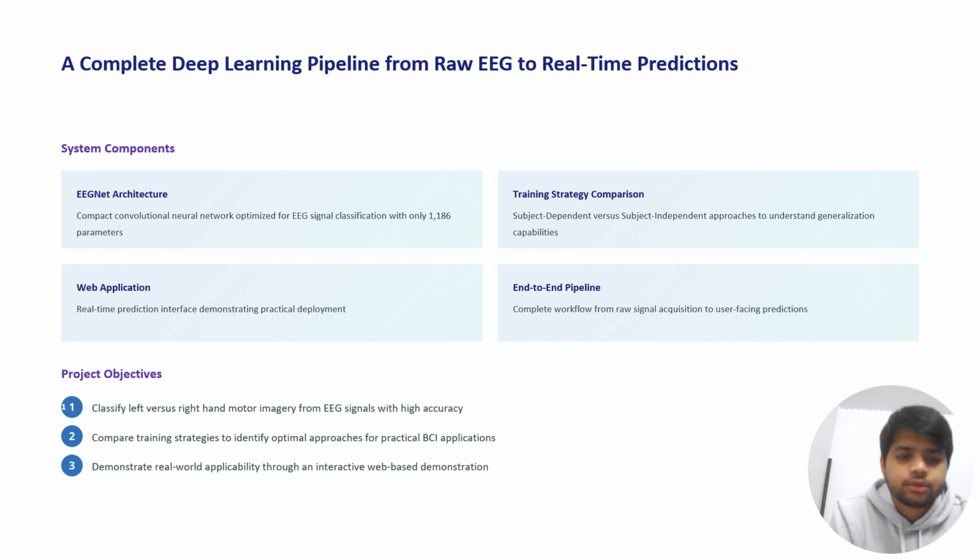The objective for this project is to classify whether the subject is thinking about moving the left or right arm, and there are also sub-objectives like comparing the training strategies to identify and pick the best one, and to demonstrate how it can be leveraged into real-time applications.